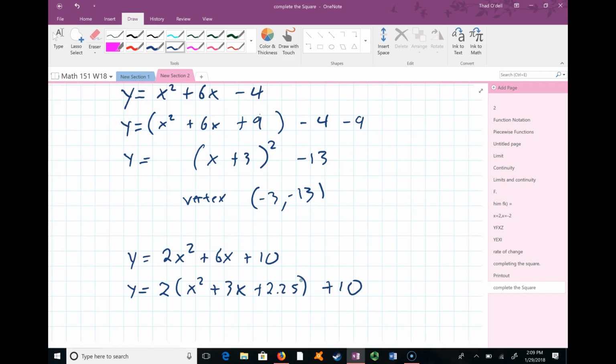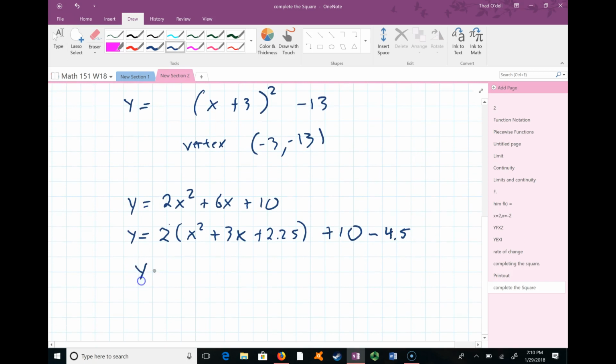But again, I've added something that I can't just add anytime I want to, so I have to counteract that. But notice that I didn't add 2.25. I actually added 2.25 times 2, because this 2 is attached to whatever goes on inside the parentheses. So what I need to subtract out here is actually 4.5, because that's what 2.25 times 2 is. So I'm trying to counterbalance what I did here.